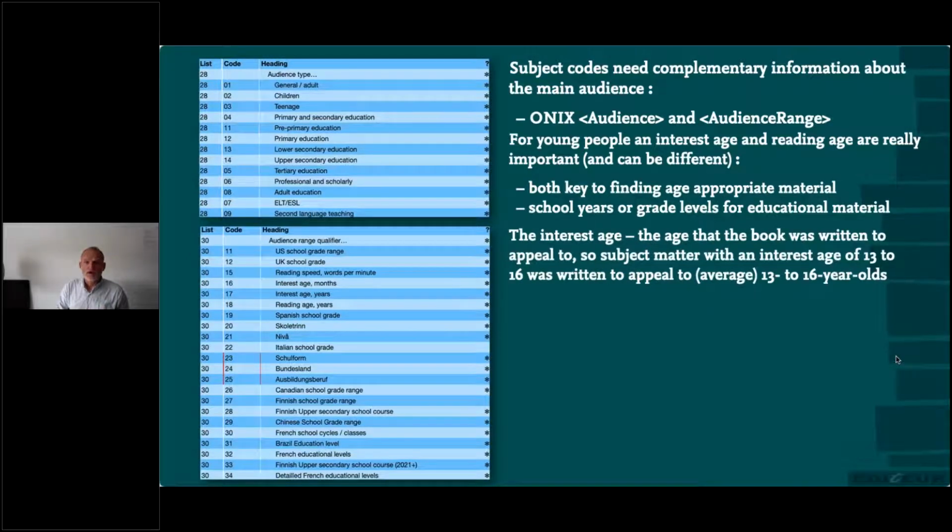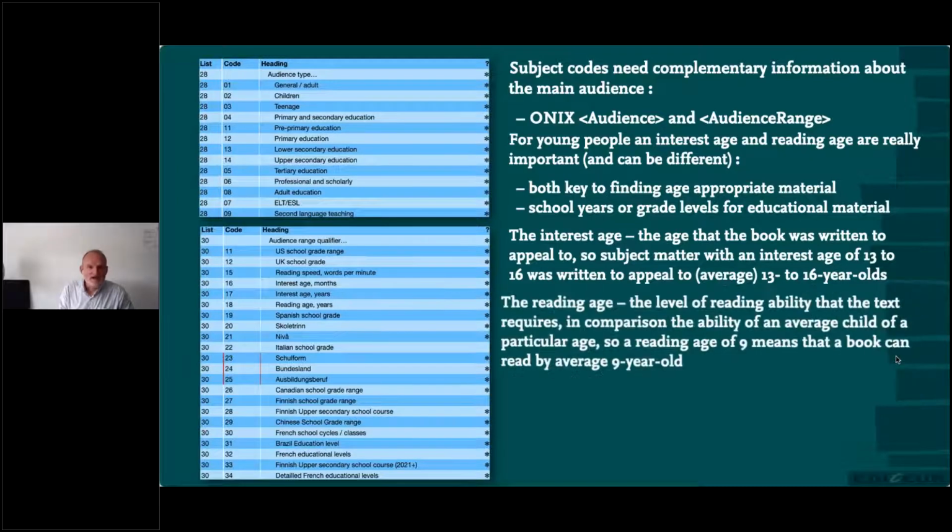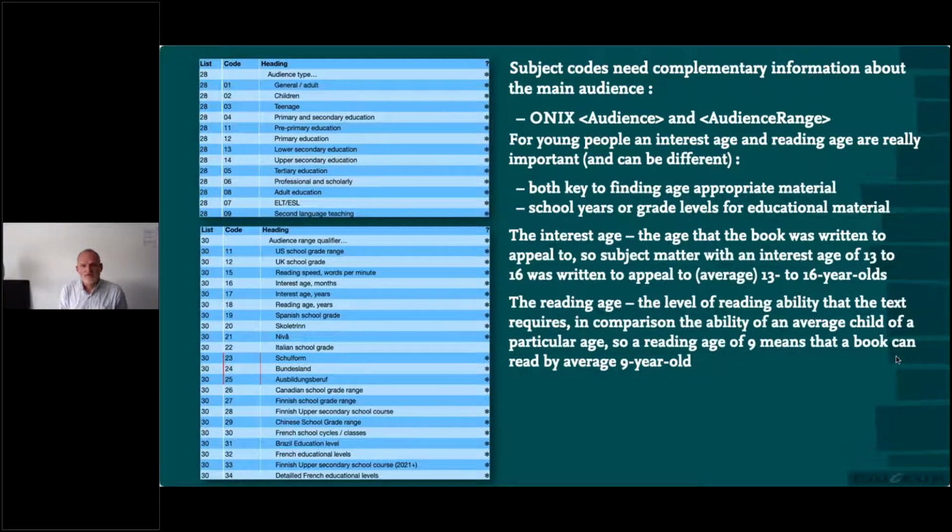So interest age, I'm sure you're all aware, this was the age the book was written to appeal to. So the subject matter in the interest age of 13 to 16 was written to appeal to an average 13 to 16-year-old. Reading age is the level of reading ability that the text requires in comparison to the ability of an average child of a particular age. So reading age of 9 means that a book can be read by an average 9-year-old.